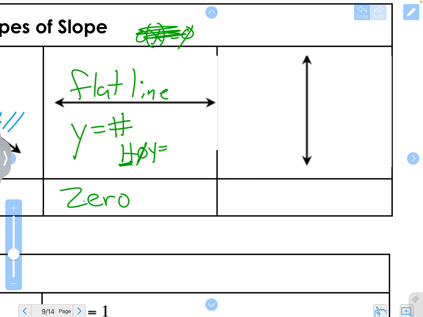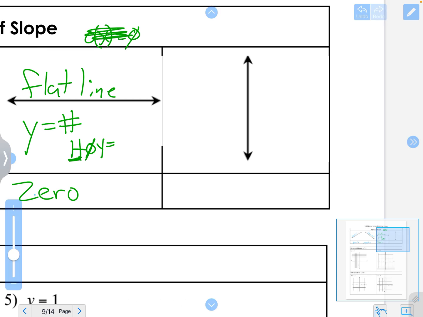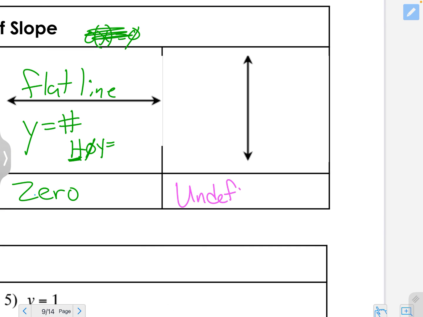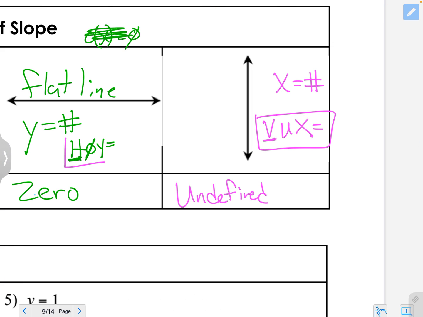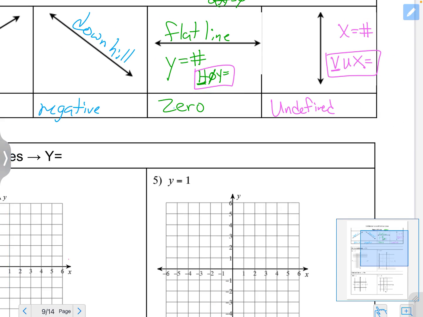So our other type of line is our undefined slope. It is going to be x equals a number, and it's going to be a VUX, which is vertical, undefined, and x equals. And so these are two little verbal reminders to help you out. They're anagrams too, and have that good information.